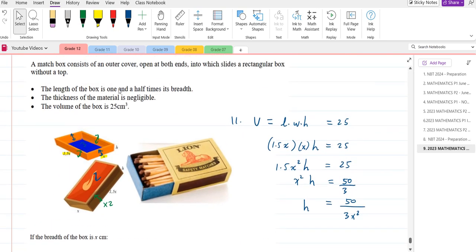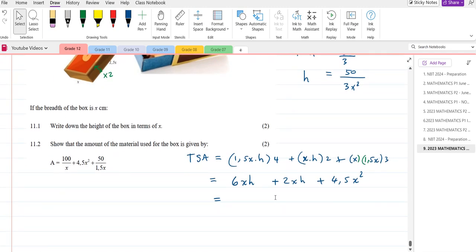So the length of the box is 1.5 times its breadth. I want to see this side. That's a height. We are always multiplying by the height. x times height times 2, x times 1.5x times 3. That's 4.5x squared. This is 8x here, guys. Oh, okay, they didn't add up these. See here, that's 100 over x, and they put 50 over 1.5x. Okay, it's fine, we'll figure that out.